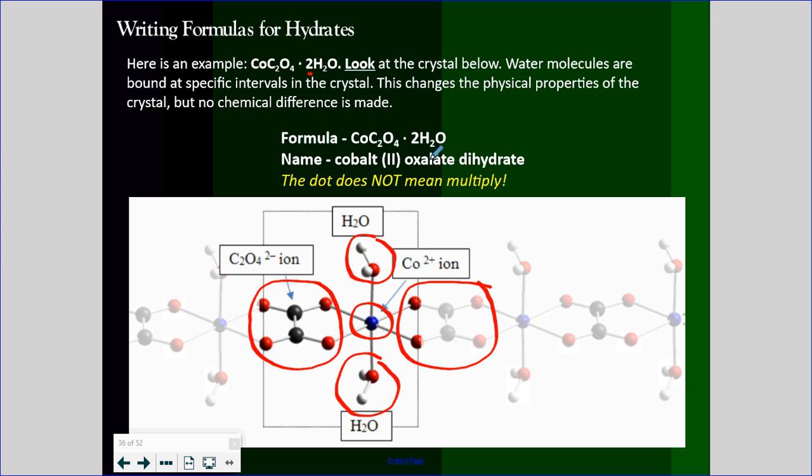Cobalt(II) oxalate dihydrate. Cobalt is a multivalent cation, oxalate is a polyatomic ion, and that's hydrated. When you see this little dot between them, it doesn't mean multiply. It just means that this is attached to this. It's not part of the chemical formula. It's not changing how cobalt(II) oxalate behaves very much. It's part of that crystalline structure.